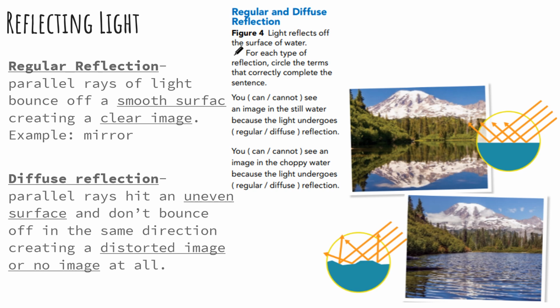Regular and diffuse reflection, light reflects off the surface of water. For each type of reflection, circle the terms that correctly complete the sentence. You can or cannot see an image in the still water because the light undergoes regular or diffuse reflection. And we can see an image in the still water because the light undergoes regular reflection. You can or cannot see an image in the choppy water because the light undergoes regular or diffuse reflection. And that is cannot because it is diffuse.